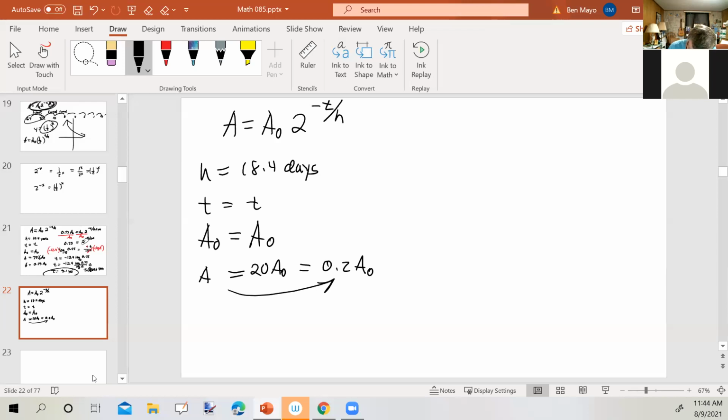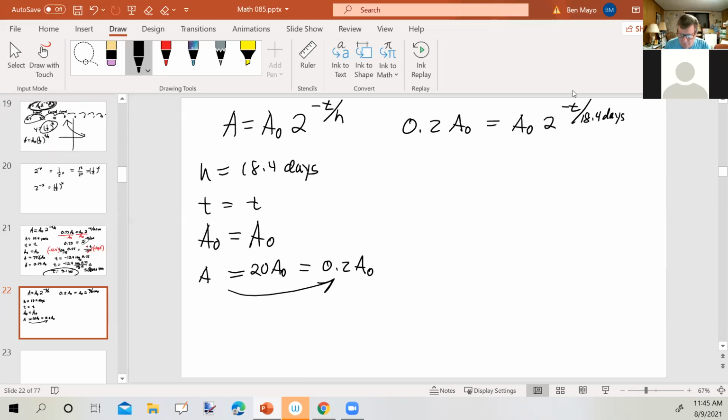So now I get the following equation. 0.2 A sub 0 equals A sub 0 times 2 to the negative T over 18.4 days power.